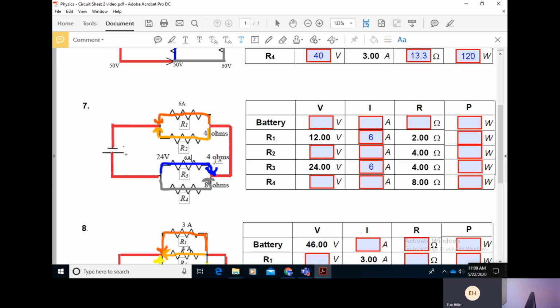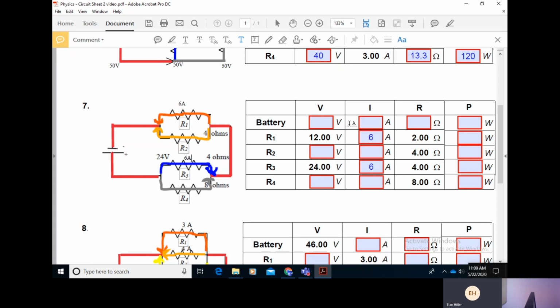Okay, now here's the thing. I don't have enough information to figure out what R2 and R4 current is yet. I know that 6 amps plus some other current is going to add up to my total current. So my total current must be greater than 6 amps. I just don't know what it is yet.